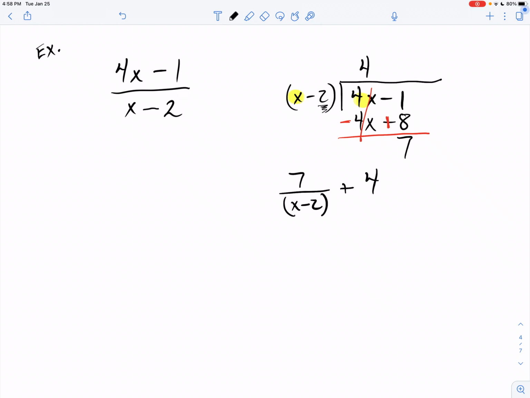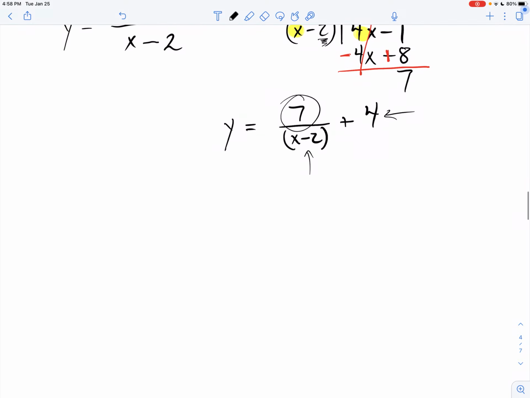So I've converted this original function, which, by the way, I should have said y equals or something. I didn't. Oops. Don't tell the teacher. Anyway, y equals 7 over x minus 2 plus 4. I have a horizontal shift. I have a vertical shift. This has been amplified, but it has not been flipped. This thing is not going to get reflected top to bottom.